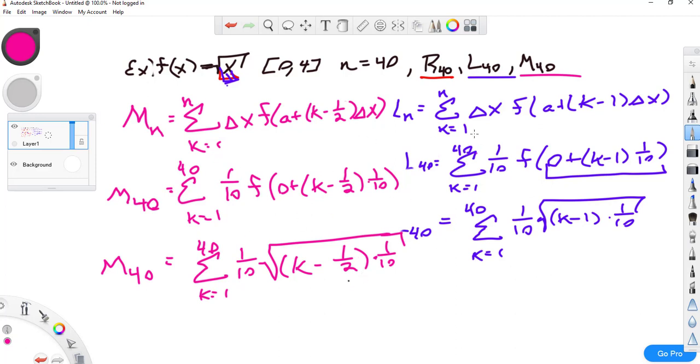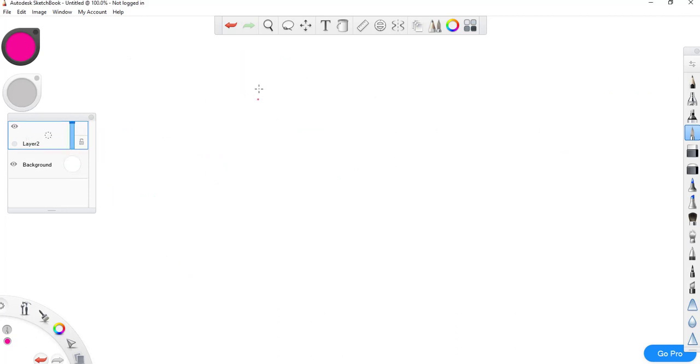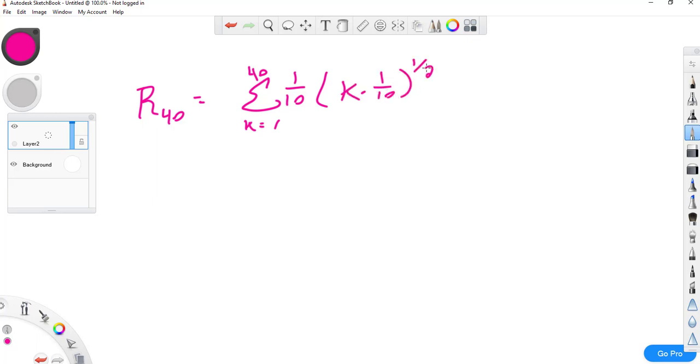Great, so now that we have formulas for R40, L40, and M40, let's try plugging those into our calculators. Let's just start with plugging in R sub 40, which we said was the sum from k equals 1 to 40 of 1/10 times, and remember this was (k times 1/10) raised to 1/2.